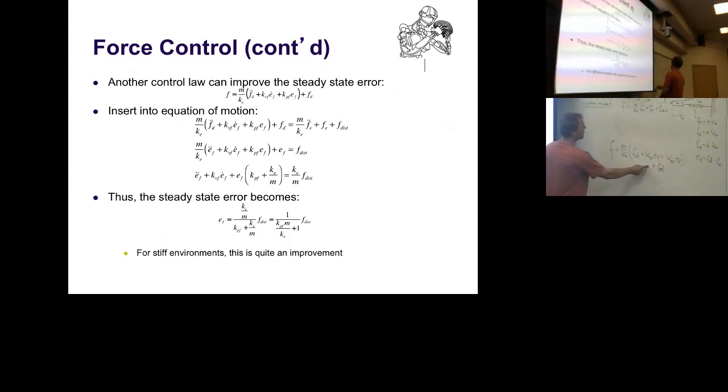Cool. So we can do the same thing. We plug this back in there. We can play this game one more time completely. So we have M over KE, FE double dot plus FE plus F disturbance now equals all of this: M over KE F double dot desired plus KEF E dot F plus KPF EF plus F desired.